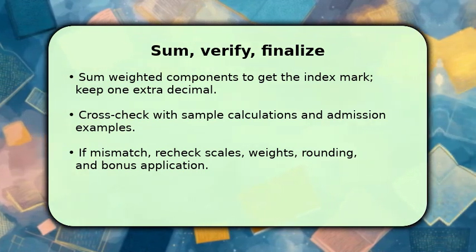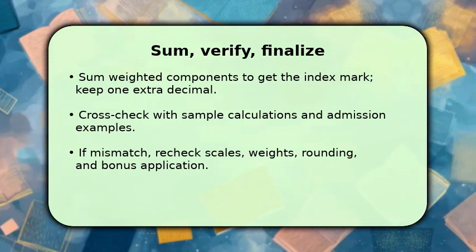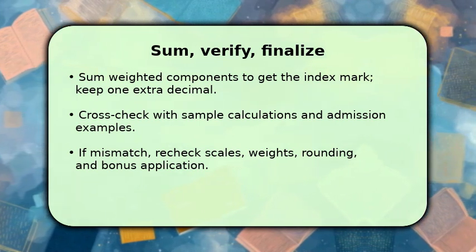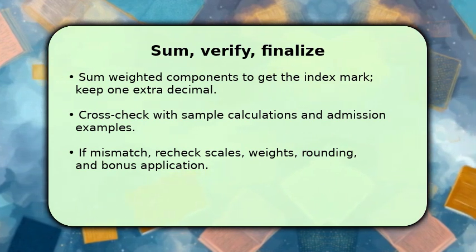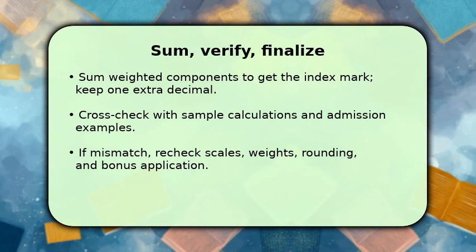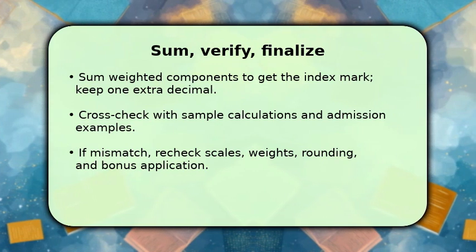Once done, compare your result to any published sample computations or test cases to confirm accuracy. Make sure to document each intermediate value so you can trace errors. Troubleshooting tip: if numbers don't match expected outcomes, re-examine the applied scale conversions, weight percentages, rounding points, and whether category or state bonuses were correctly added.